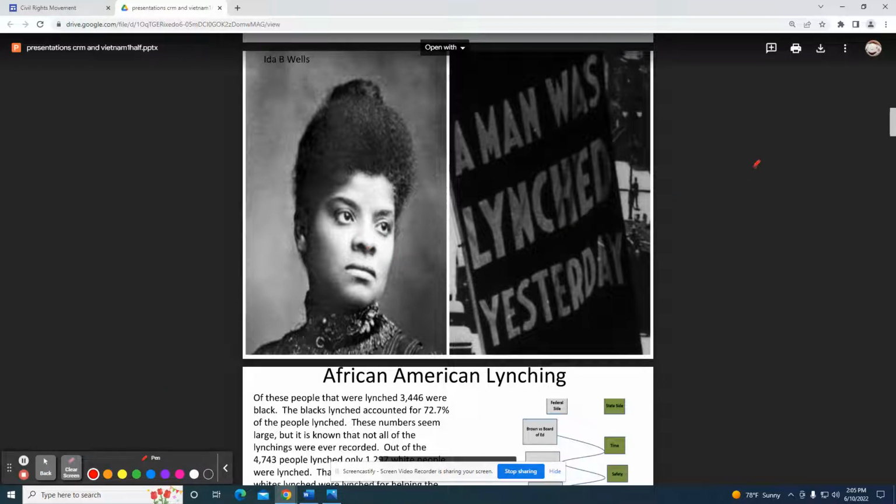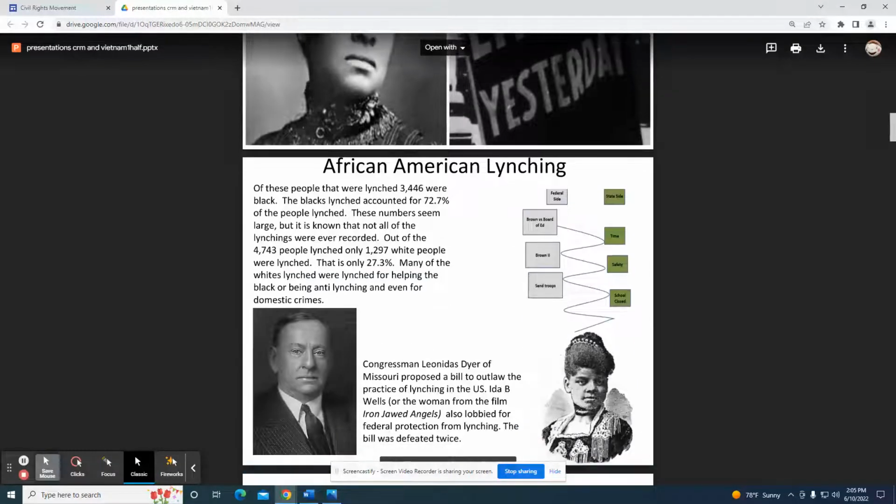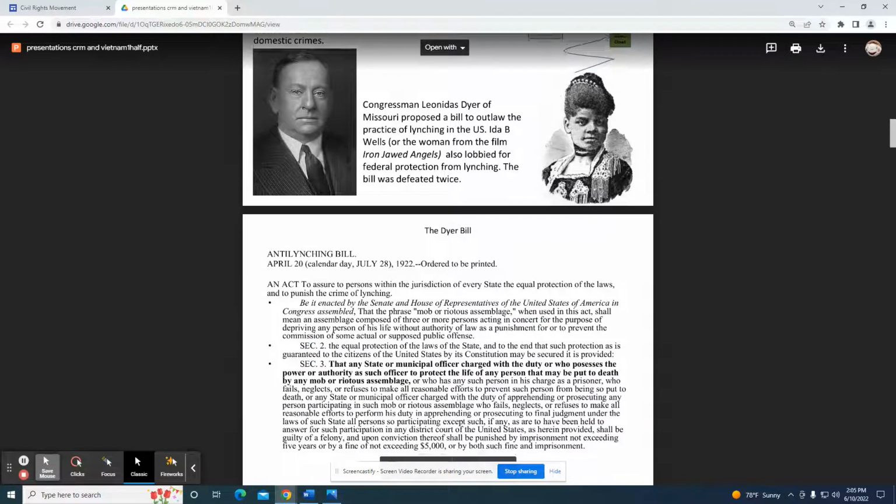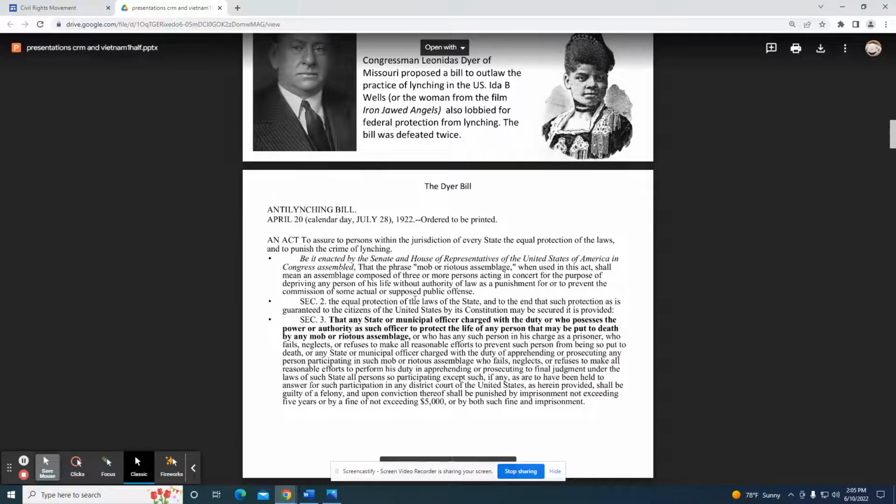Wells was a black activist who was trying to stop the practice of lynching African Americans. And so she was trying to pressure the federal government to pass legislation. Well, if the federal government passes legislation that says lynching is not allowed, that could be perceived by some of the southern states and local states, or pretty much any state, that the federal government is trying to tell the states what to do. And we can look at the Dyer bill, which is right here.